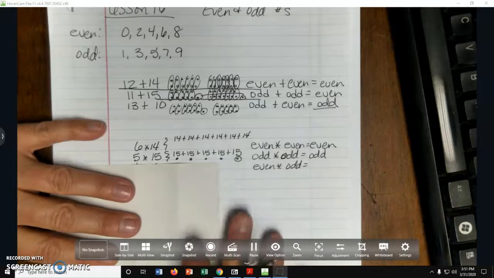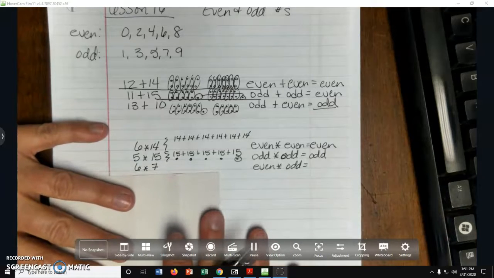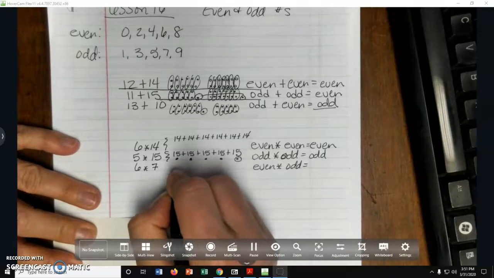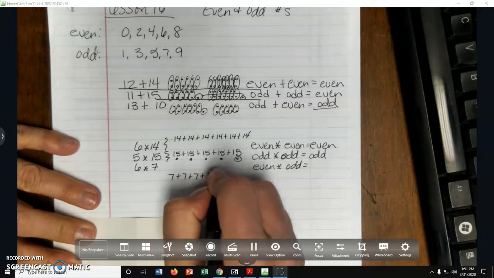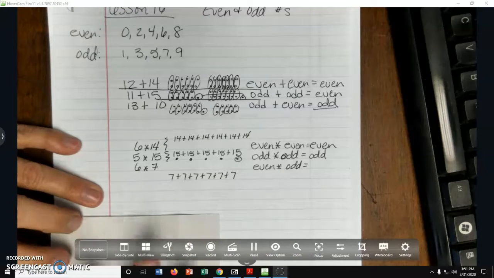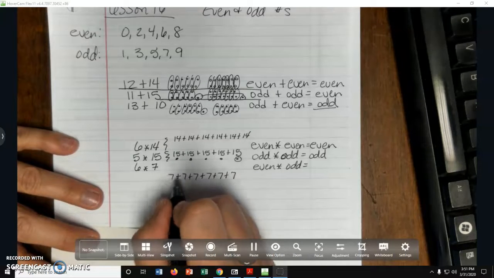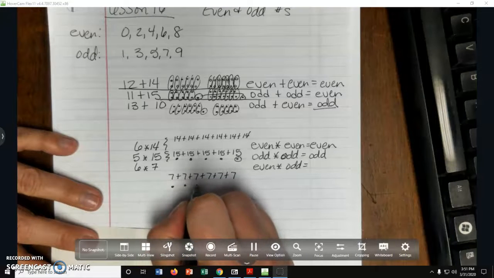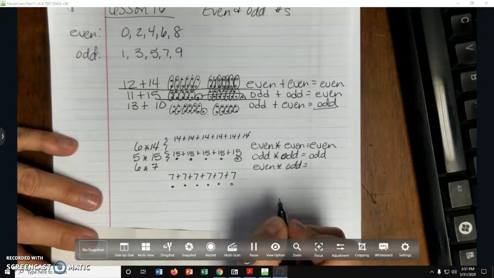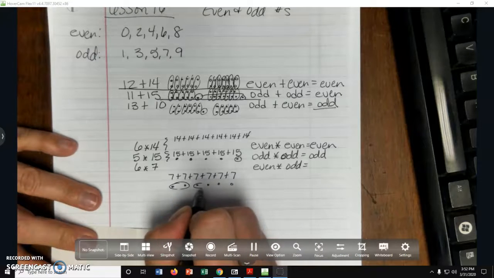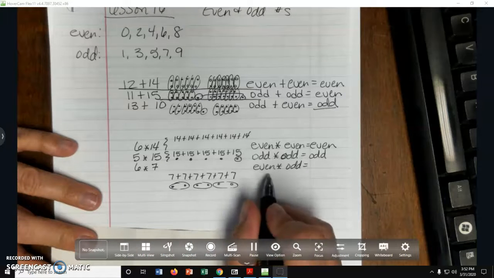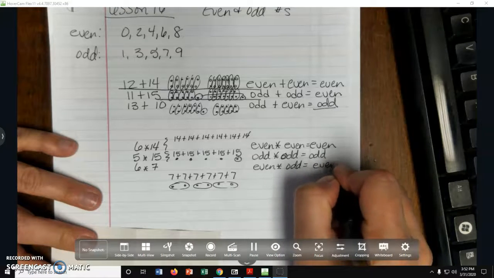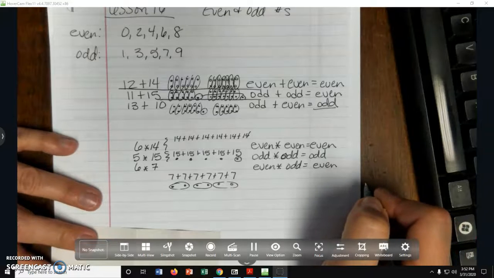Okay? Last one, what happens if we have an even number and an odd number? All right, well, I'm going to take 6 times 7. This is 6 groups of 7. All right, well, again, if I had 6 here, they would pair up evenly. So I'm going to have 1 left over from each of those groups. Again, now we're looking, they pair up, they pair up, they pair up. So an even number times an odd number is going to leave me with an even number.